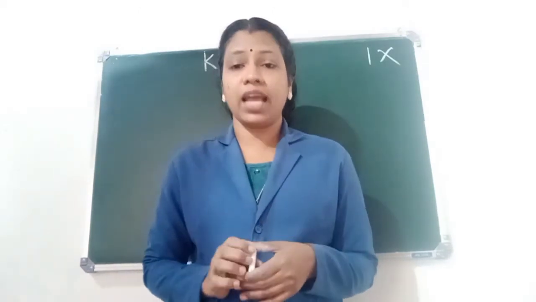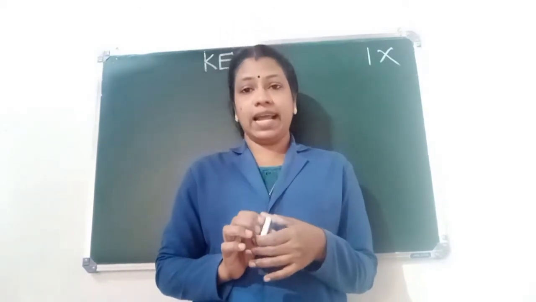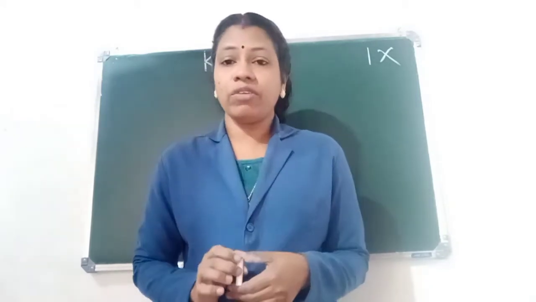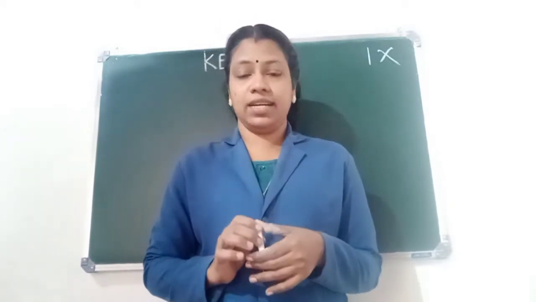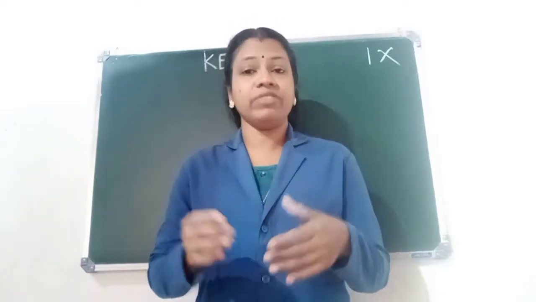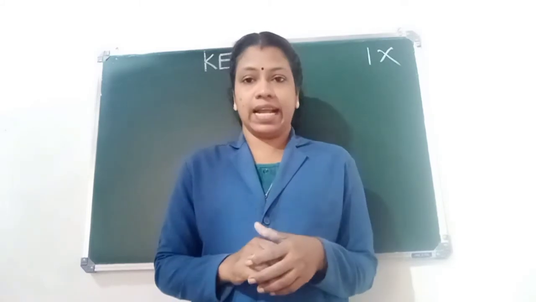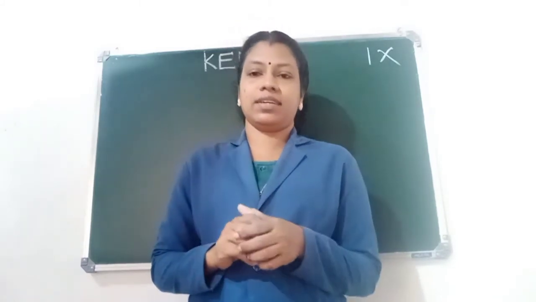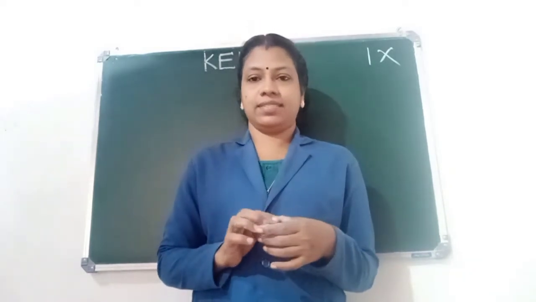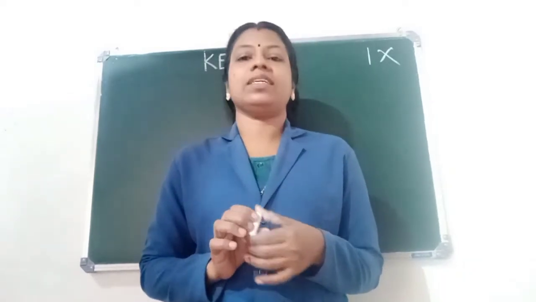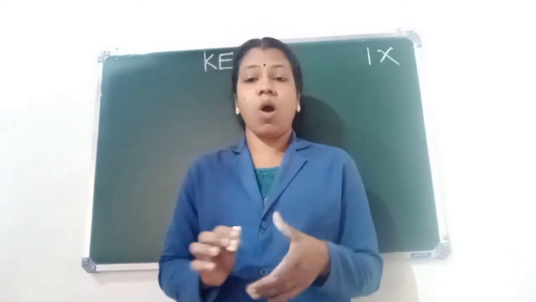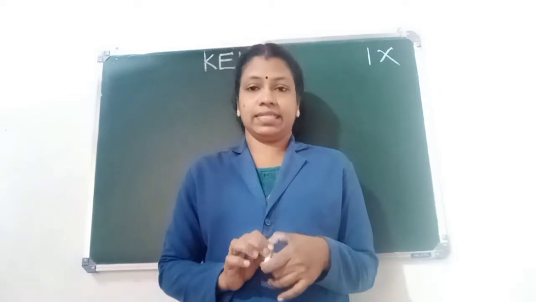Today we shall learn about a cyclic quadrilateral. A quadrilateral having all four of its vertices on a circle is called a cyclic quadrilateral. Clear? Yes. Now, let us discuss some important theorems on cyclic quadrilateral.